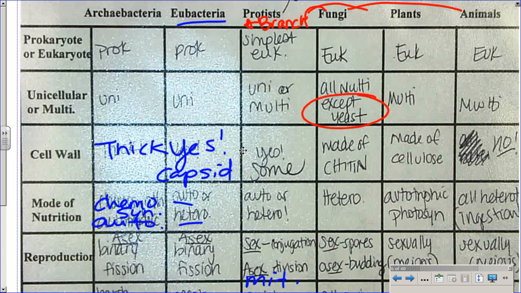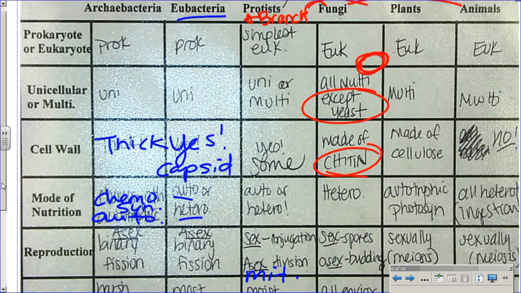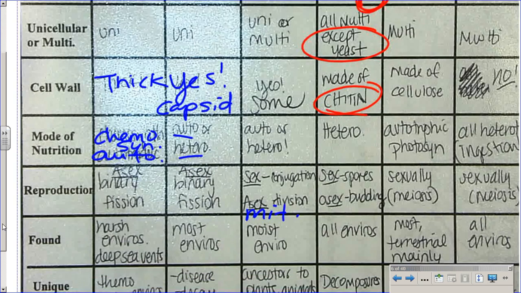Yeast just look like a little blob. That's what they look like. They're just a ball. But they're eukaryotic. Fungi do have a cell wall, and it's made of chitin. Like kite, like flying a kite. Not kite. Okay, it's chitin. Most people love to say the other version.